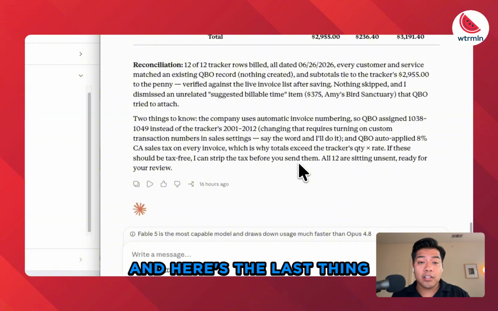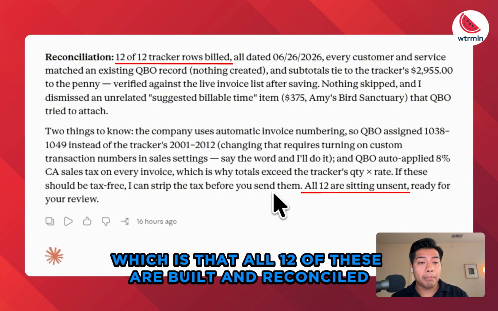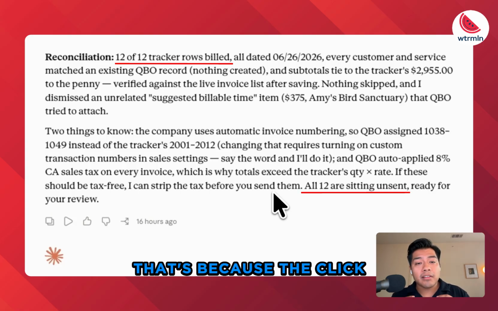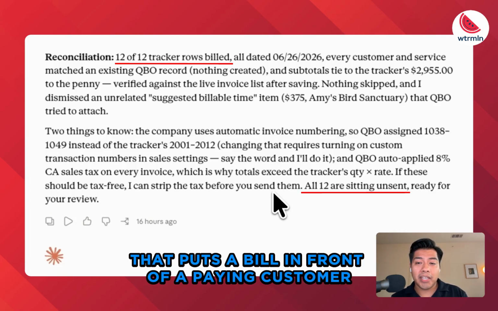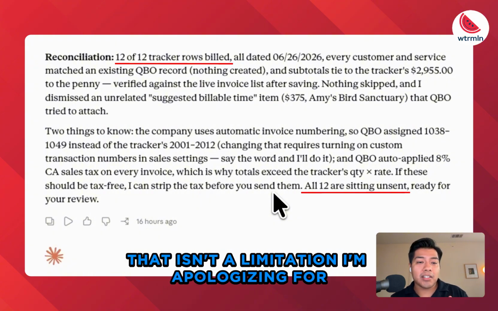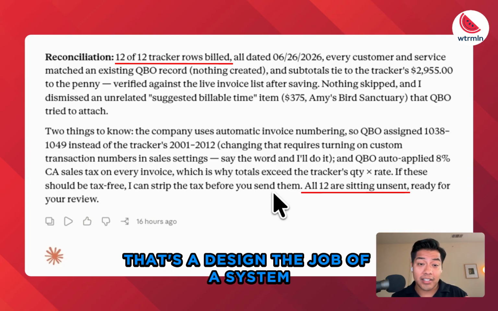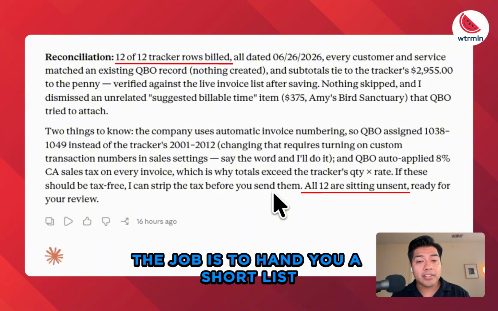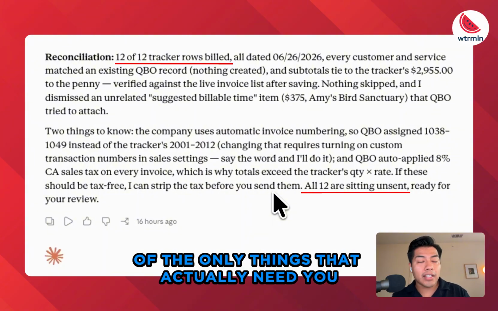And here's the last thing, which is that all 12 of these are built and reconciled and just sitting there, completely unsent. That's because the click that puts a bill in front of a paying customer is not a decision I'm willing to hand to automation. That isn't a limitation I'm apologizing for. That's a design. The job of a system like this isn't to hand you a thumbs up and call it done. The job is to hand you a short list of the only things that actually need you.